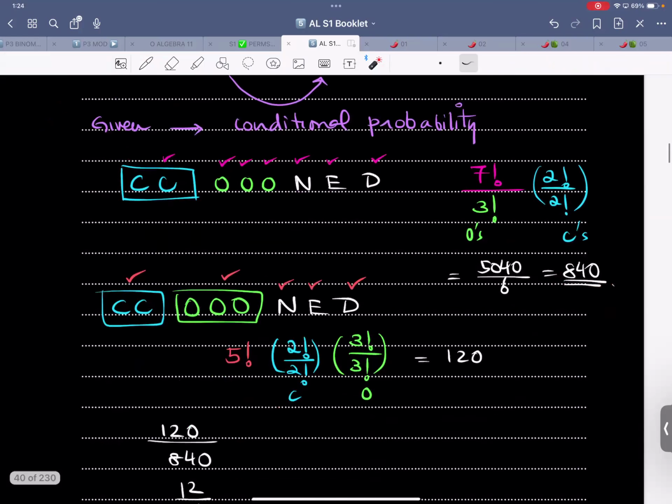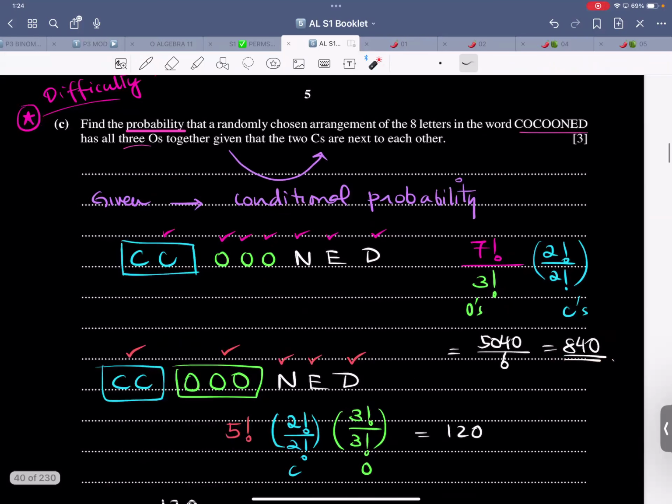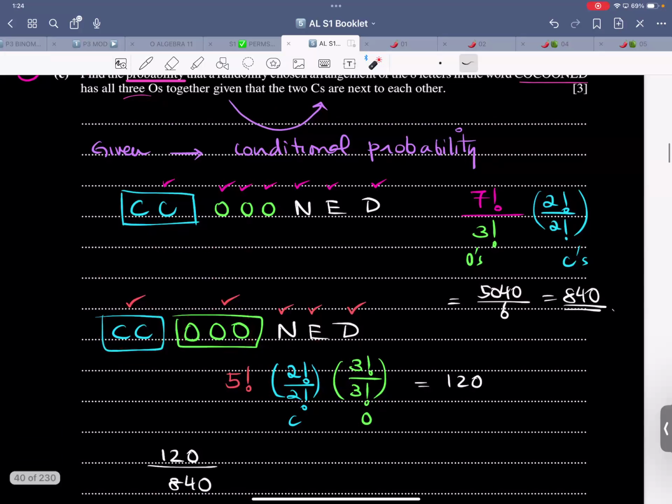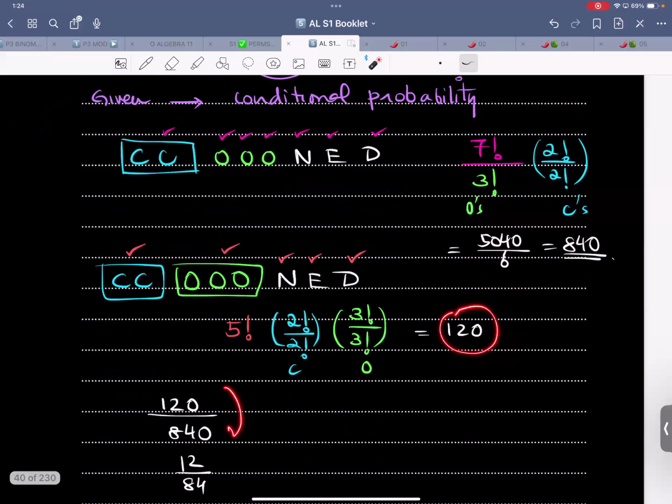And then it says this thing. This thing is happening as well as the 3 O's are together. Got the idea? Given as a condition, that will happen as well as the 3 O's are together. So 2 C's, 3 O's, and E, D, that's 5 factorial. What is happening in this box? Nothing. What is happening in this box? Nothing. So this comes out to be 120. So the probability is 120 over 840.